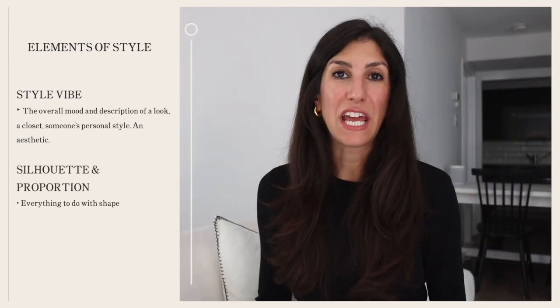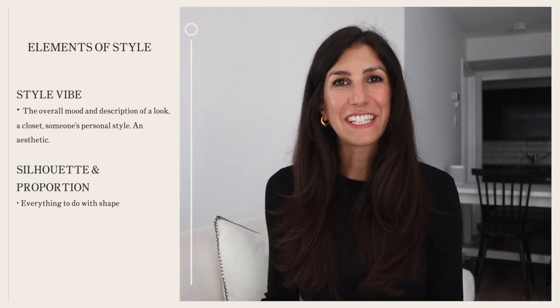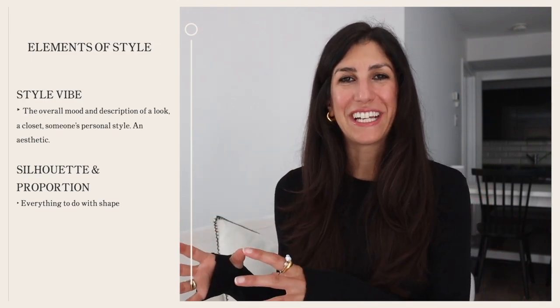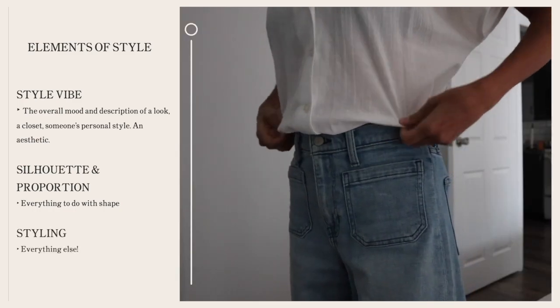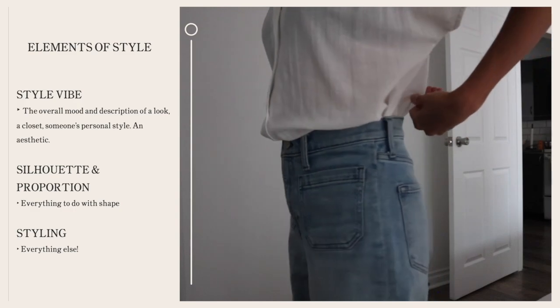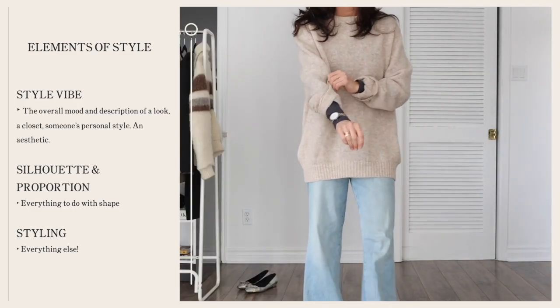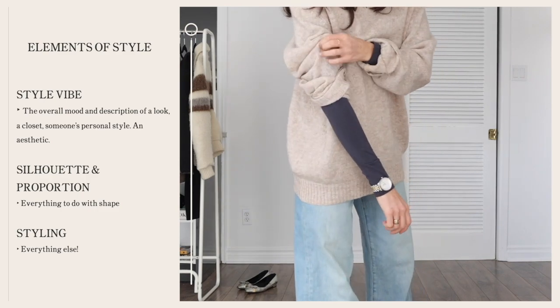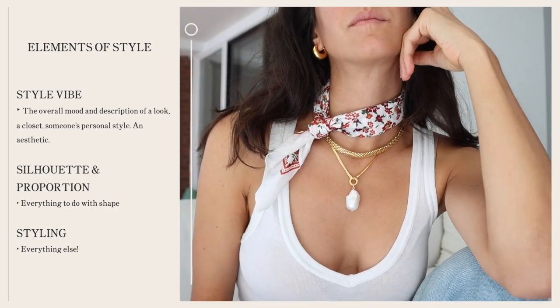Next is silhouette and proportion. This is everything to do with shape. And finally, the third pillar is like a catch-all, and it's styling. And this includes everything from whether you tuck a shirt in a certain way or cuff a sleeve or roll a pant leg or a hem. It also works with accessorizing, how accessories are being chosen.